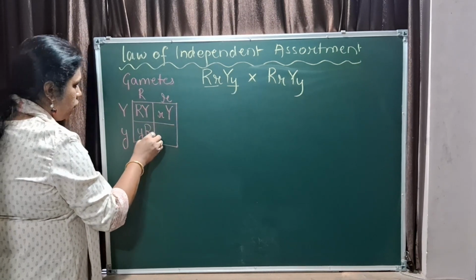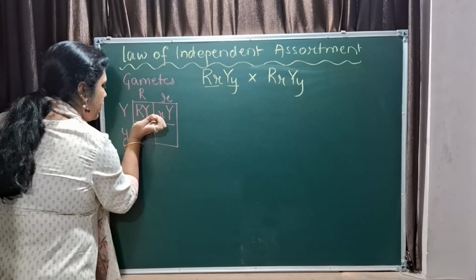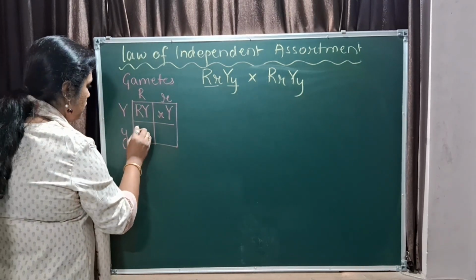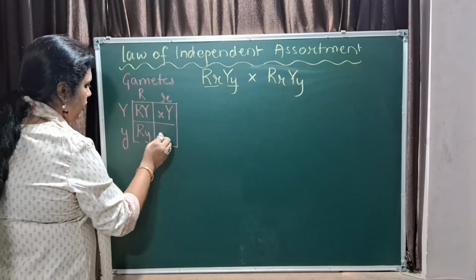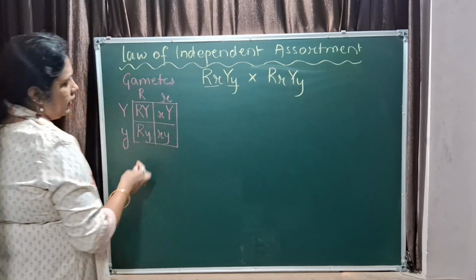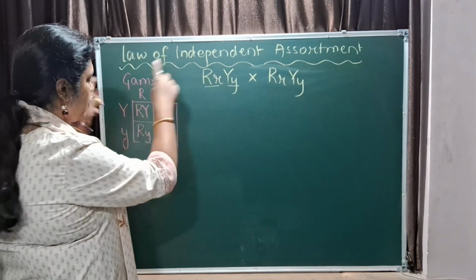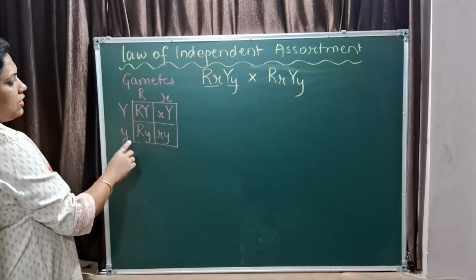Follow the rule, right children? Write R first. YR is wrong. So R small y, small r, small y. You have to follow the same order, whichever order. You can write yellow first and follow it everywhere. So these are the gametes formed.